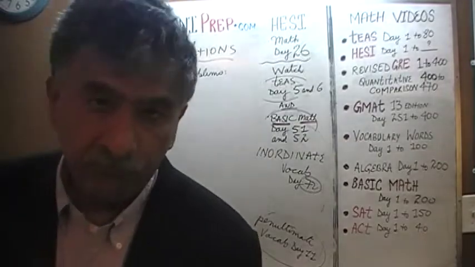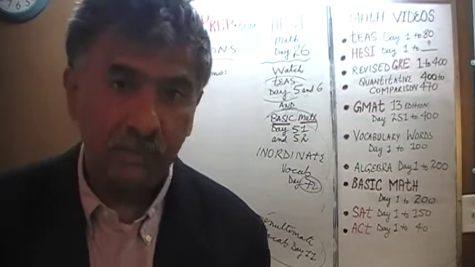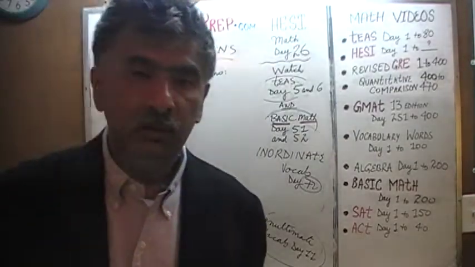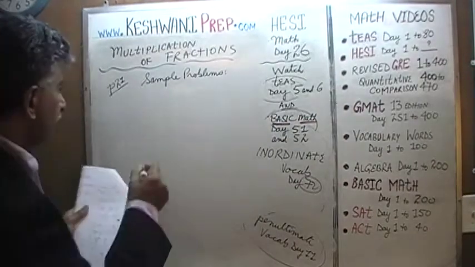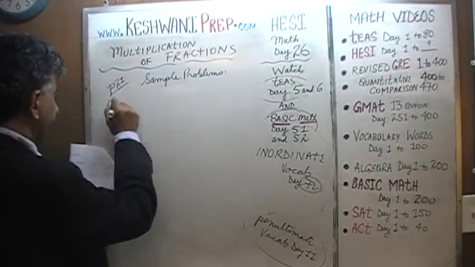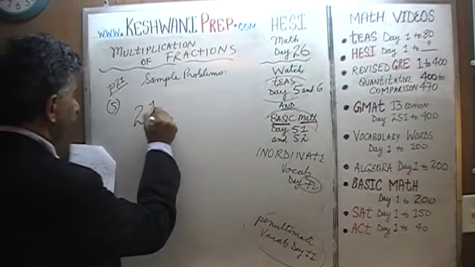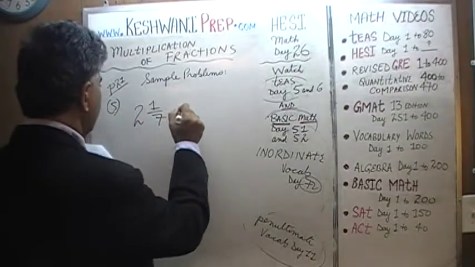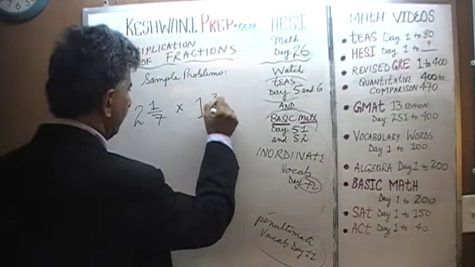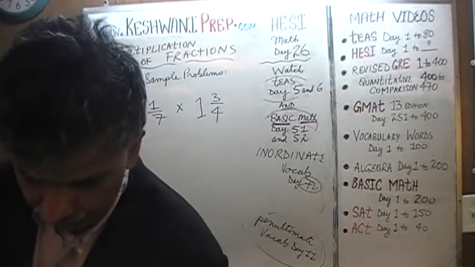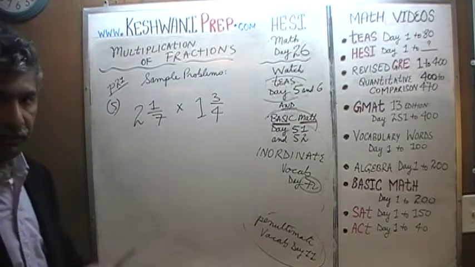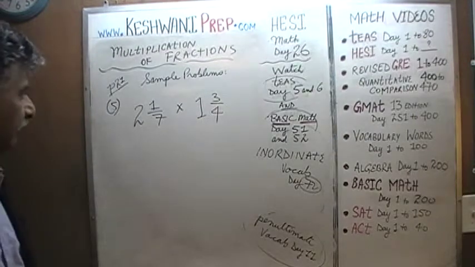That only works if one of the numbers happens to be a whole number. If they are both in the form of mixed numbers or fractions, then that method is not going to work. Then you're going to have to do it out. For example, right here, number 5, 2 1/7 times 1 3/4. So we cannot do what we did before because they're both mixed numbers.